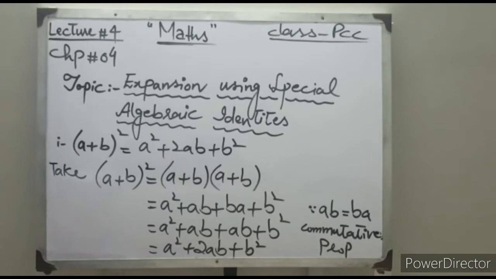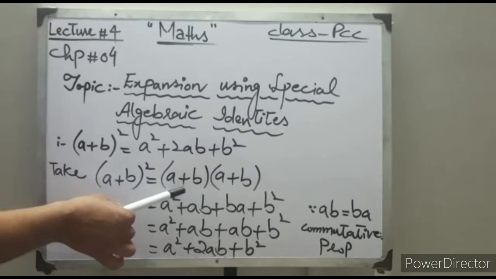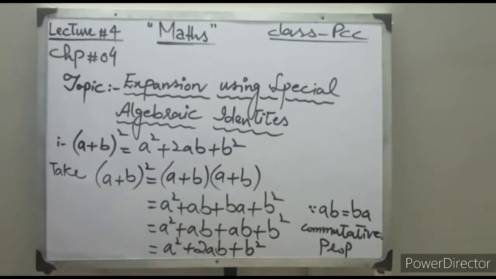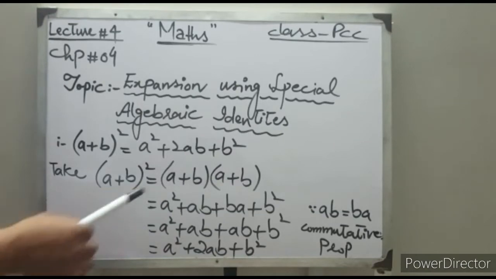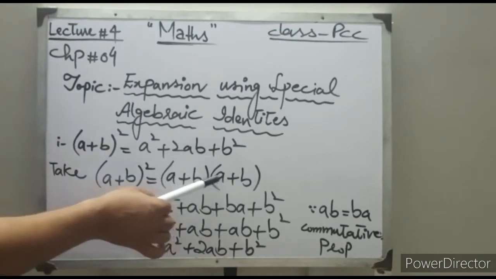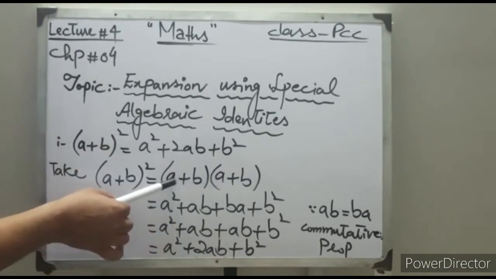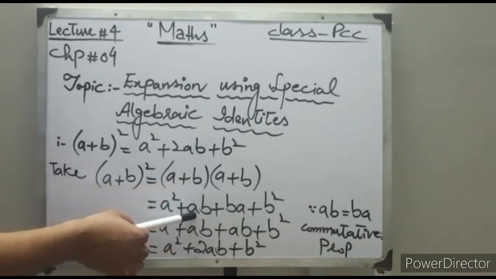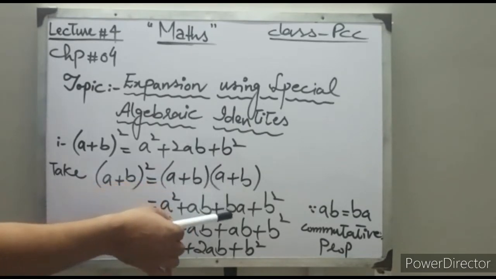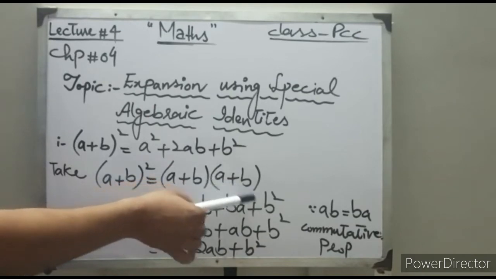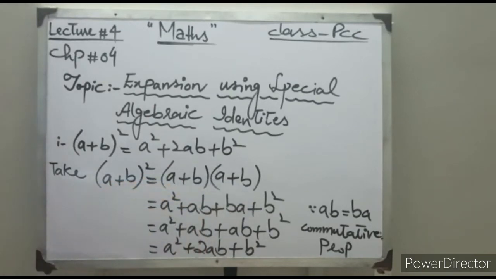First of all, we will discuss how this identity is formed. Let's see. Take (a + b)². You may write (a + b)² as (a + b) into (a + b). First of all, we multiply these two brackets. a will be multiplied by a, it will become a². a with b will make ab, b with a, ba, b with b will make b².